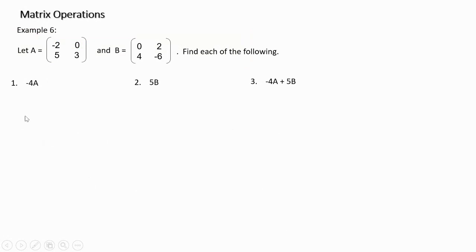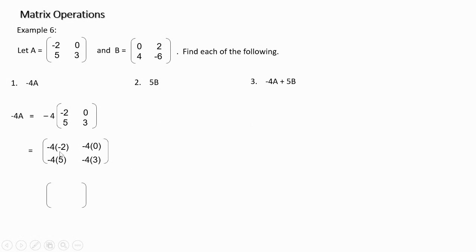Example 6. For 1, we're going to do negative 4a. For 2, we're going to do 5b. Then for 3, we're going to add negative 4a plus 5b. Okay, so here we go. Negative 4 times a will give us negative 4 times the matrix a, which is negative 2, 0, 5, and 3. So it's going to give us negative 4 times negative 2, negative 4 times 0, negative 4 times 5, and negative 4 times 3.